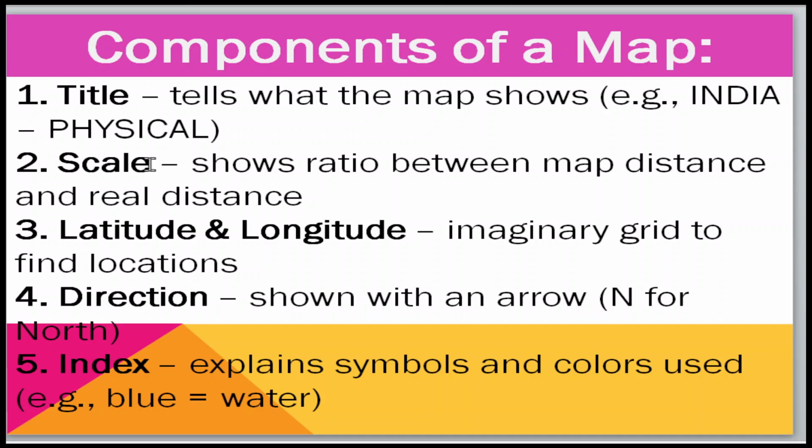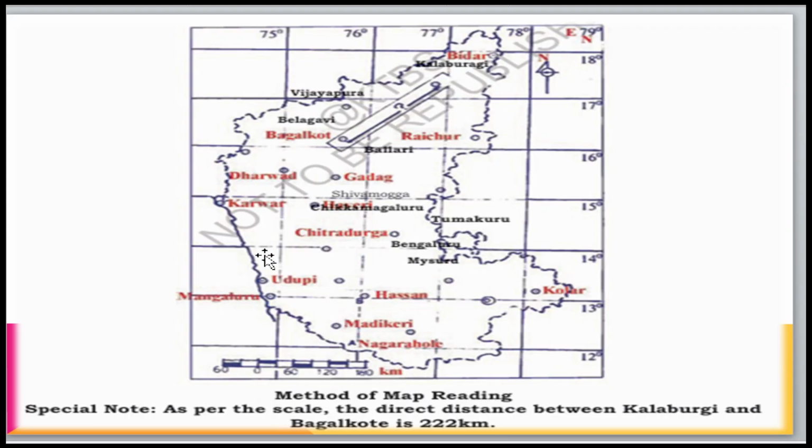Then second, a scale should be there. What is the meaning of scale? It shows the ratio between map distance and the real distance. Right? That is called the scale. Here we have written the scale. This is what the scale is.